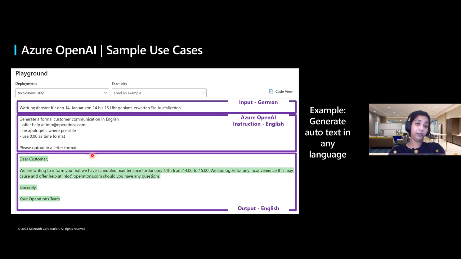What you're asking it to do is to generate content, because now it's able to create an entire letter in a letter format, with the time specifications that you mentioned, with the sentiment that you asked for. So we apologize for any inconvenience this may have caused, and then offer help at this email address. And the entire thing, as you can see, is in English. So it's done multiple things at the same time: content generation, translation, and bringing sentiment into the entire output itself.